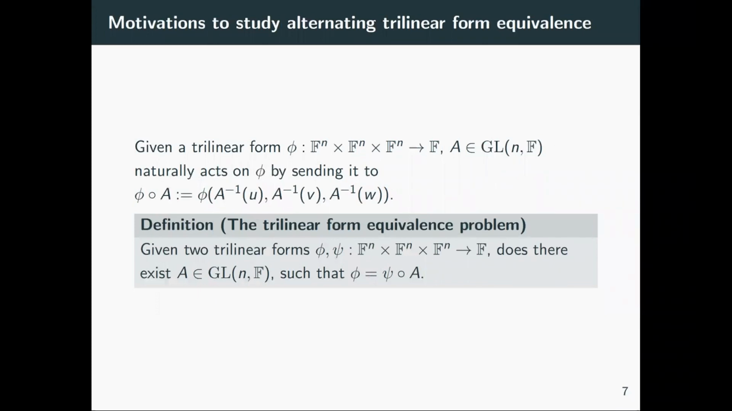Given a trilinear form phi from F^n times F^n times F^n to F, and an invertible matrix A in GL_n(F), A sends phi to phi(A inverse u, A inverse v, A inverse w). The trilinear form equivalence problem asks: given two trilinear forms phi and psi, does there exist an invertible matrix A in GL_n(F) such that A sends psi to phi?